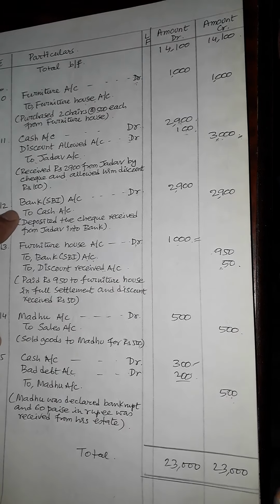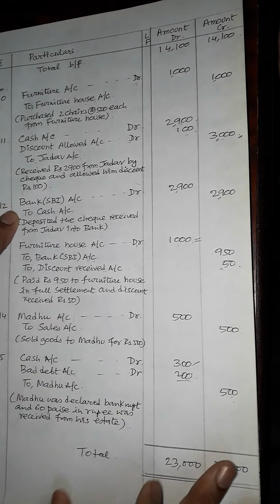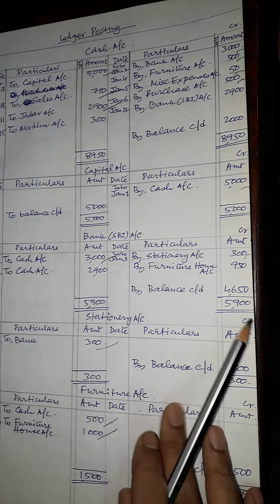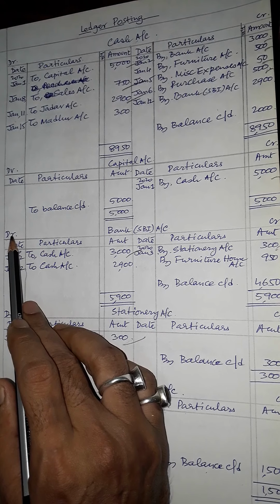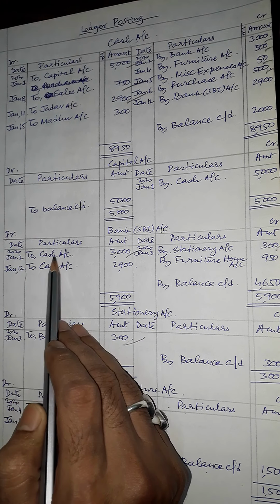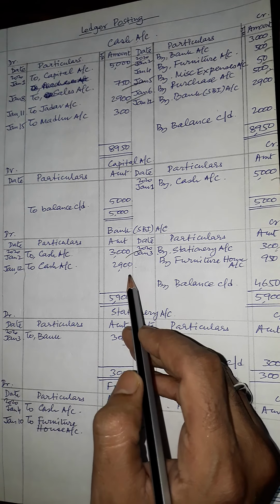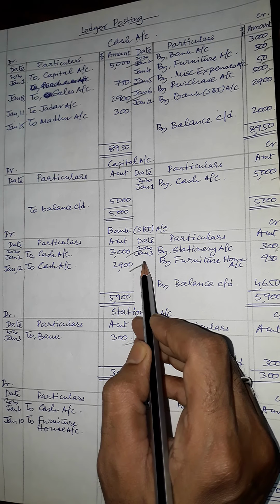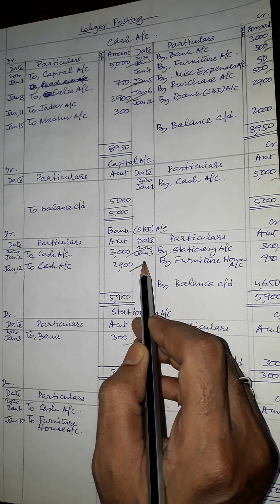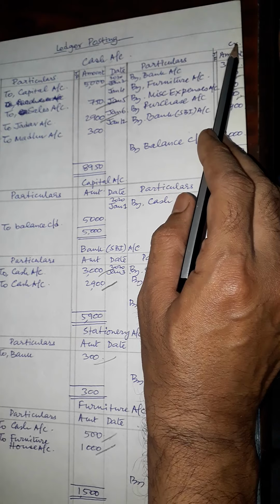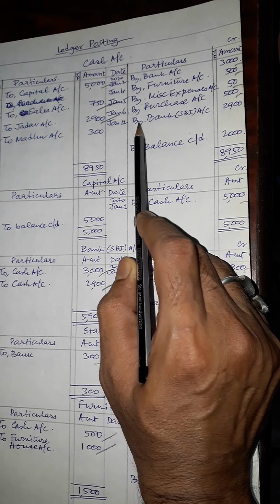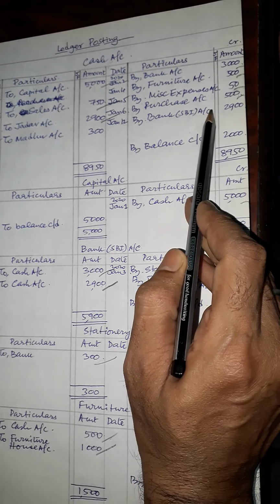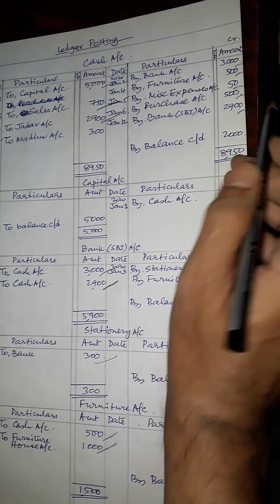The next entry is bank account debit to cash. Bank account debit to cash account 2900. And in cash account we write, in the credit side, cash account credited by bank 2900.